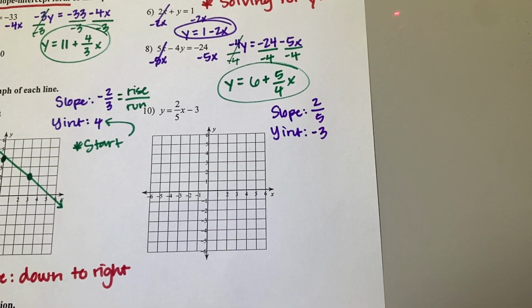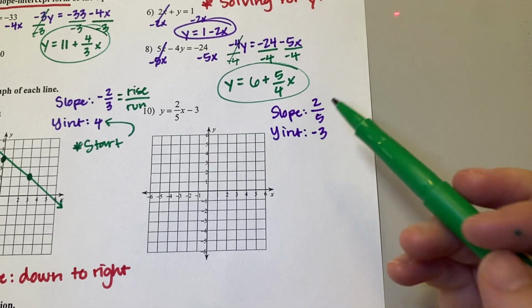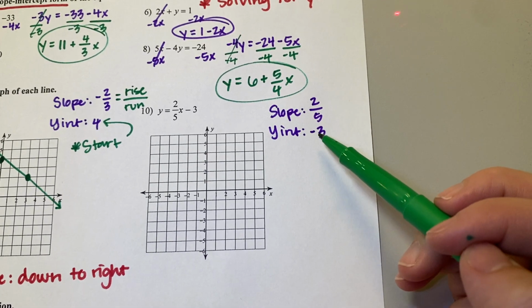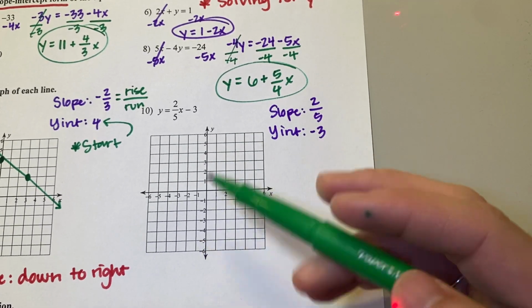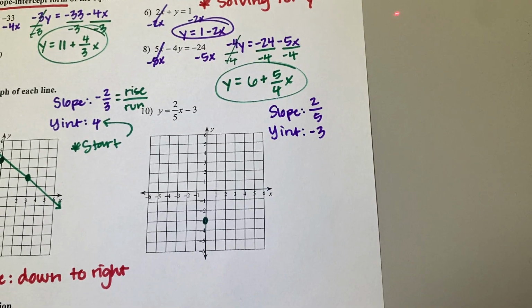Which one is our starting point? The slope or the y-intercept? Gabe. The y-intercept. Okay, so remember we always start with our y-intercept. So you're going to find negative 3 on your y-axis. Boom. There's your starting point. Your first point goes at negative 3.